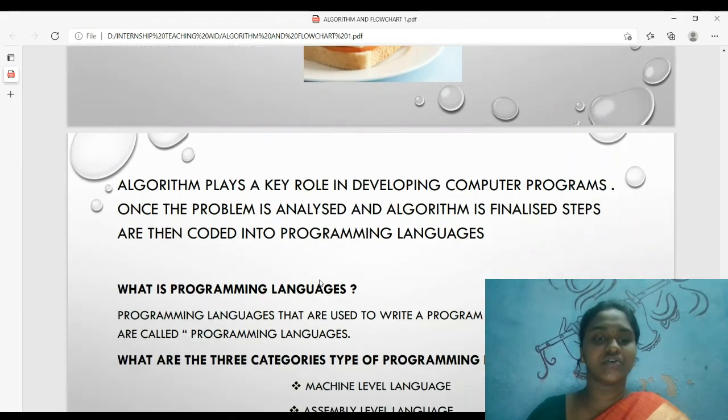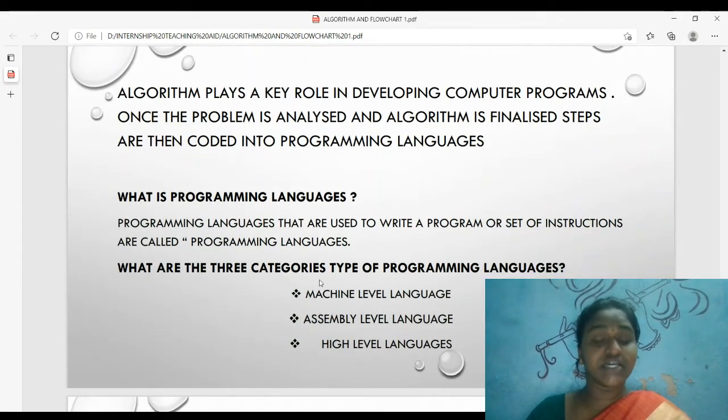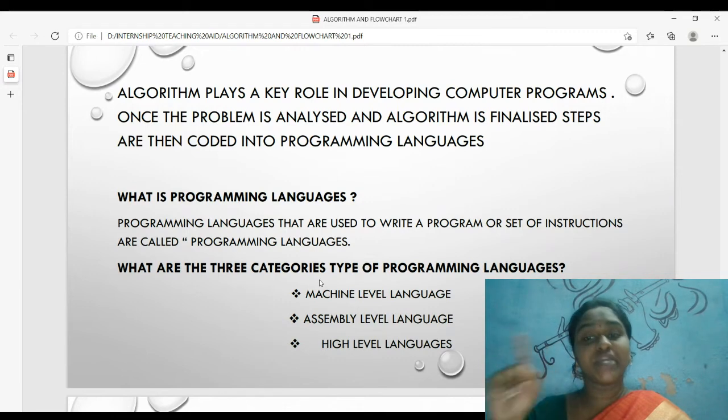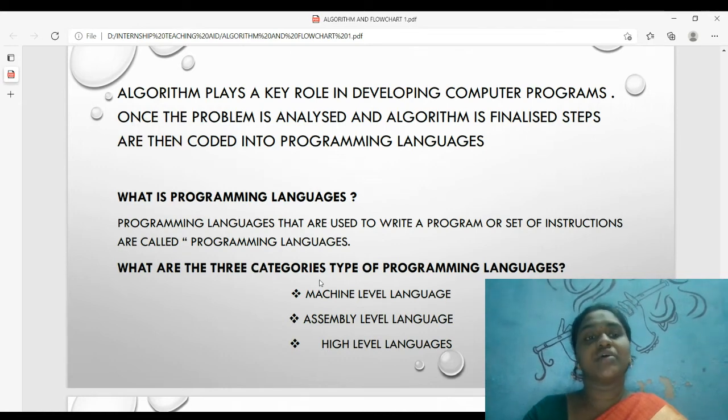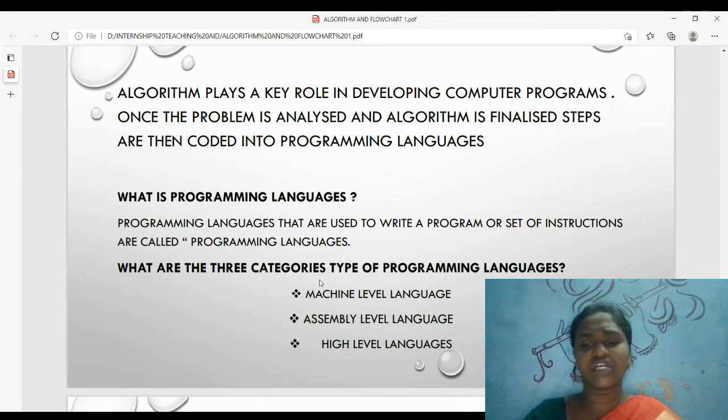Here you can see that algorithm plays a key role in developing computer programs. Once the problem is analyzed and the algorithm is finalized, the steps are then coded into a programming language. The algorithm is the main thing which helps to develop computer programs. Whatever you do, everything will have some coding.